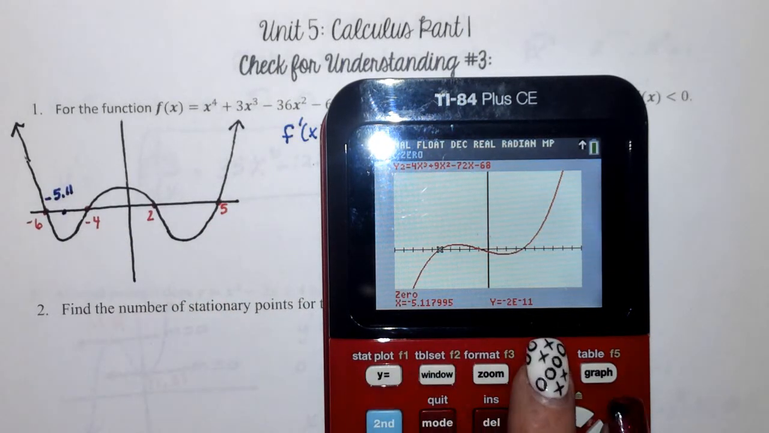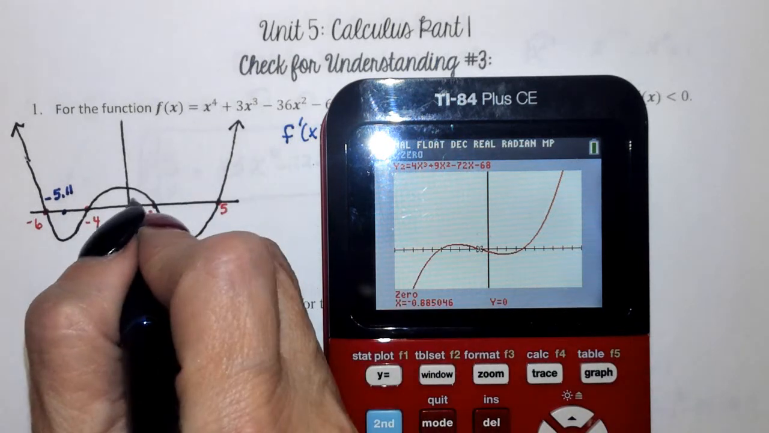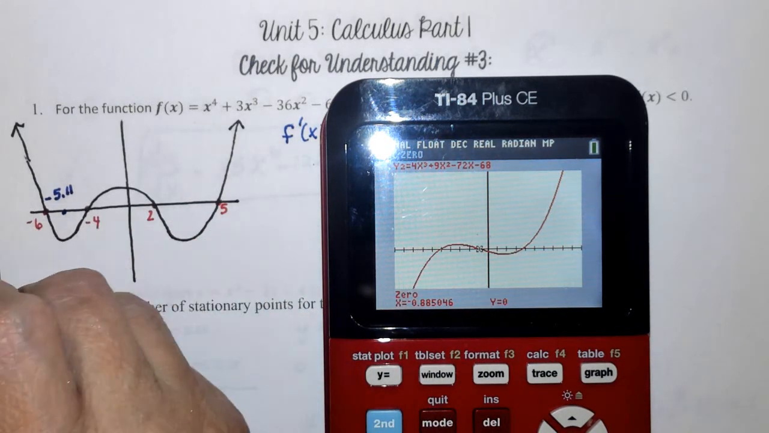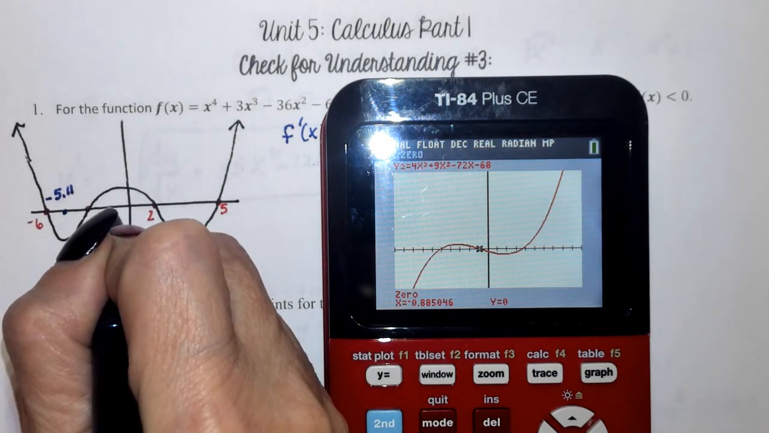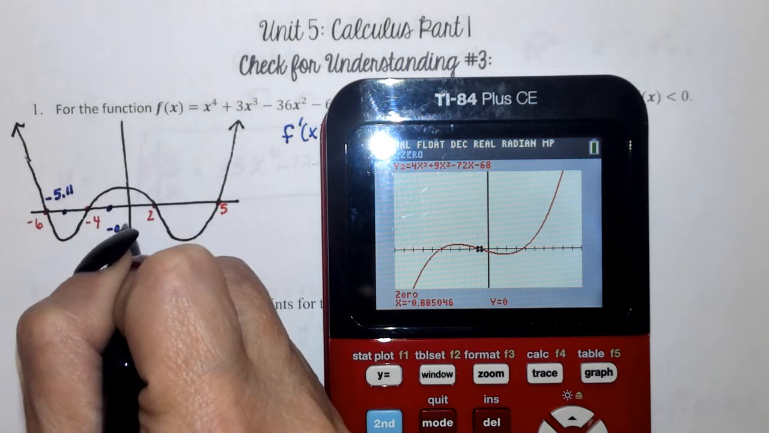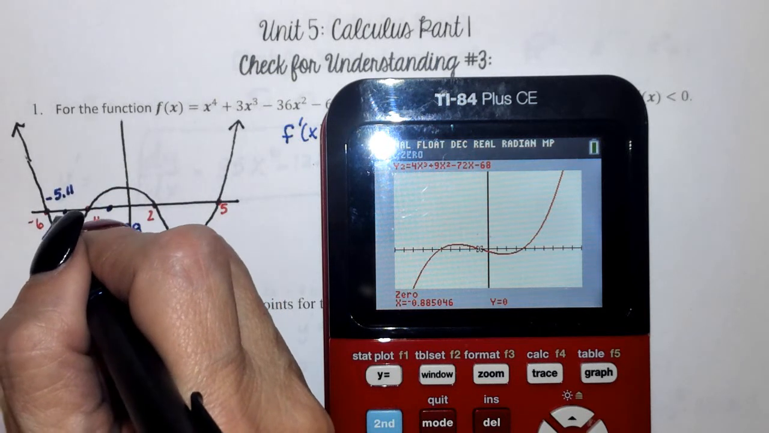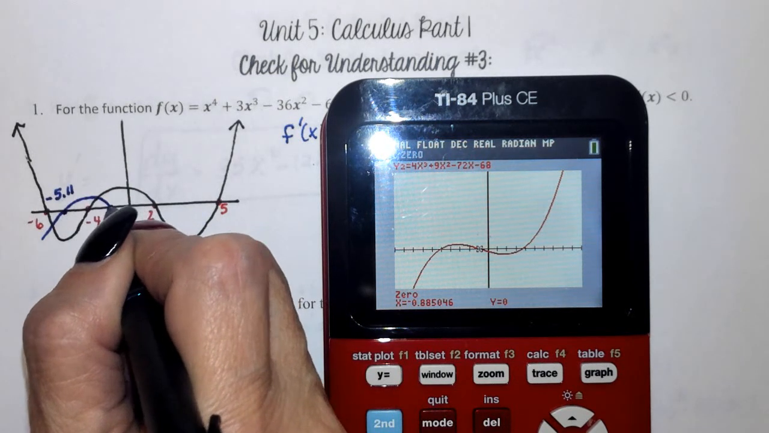Okay, and then let's calculate another 0. Let's come over here, on the other side of it. Negative 0.88. So the next one is going to be about right here. It's negative 0.88. So we're going up, we're coming down.